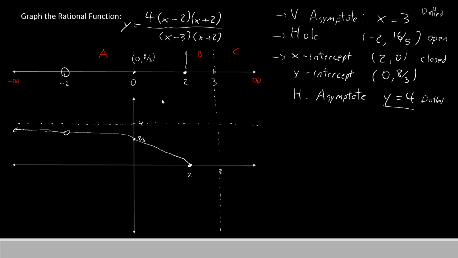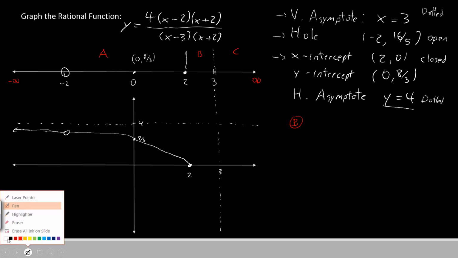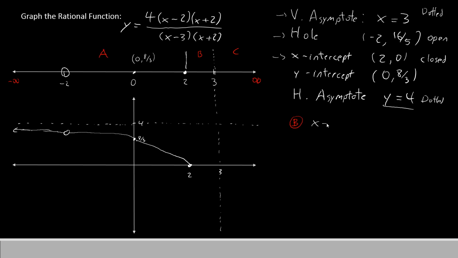Now, to graph the rest, section B, section C, we're going to need to know whether it's below the axis or above the axis, whether it's positive or whether it's negative. So let's have a look in region B. We'll first need to pick an x value that is within region B, between 2 and 3. I think a good number to use would be 2.5. So we're going to put 2.5 in for x everywhere in this function.